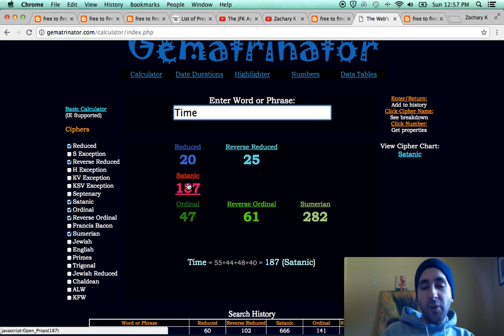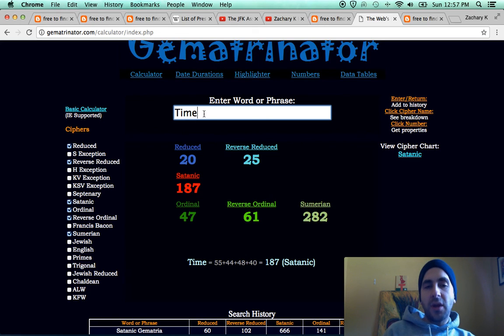And think about what the surest killer is in this world. Time. Time is what eventually will kill everyone. Time, 187. Interesting that Trump had his GOP convention in Ohio. You might have noticed that Time and Ohio are both 47 and 187.